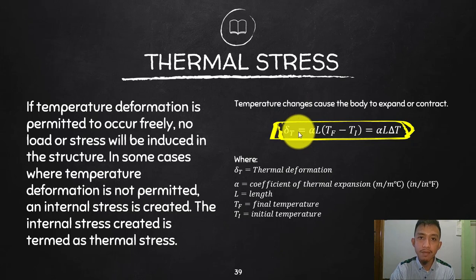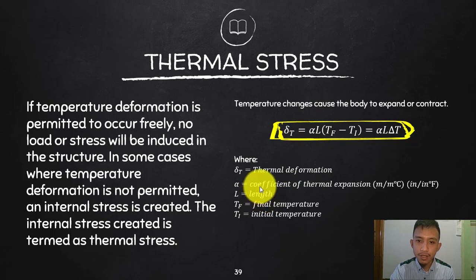Let's put δ_T to mean deformation due to temperature, and that is equivalent to α L (T_F − T_I). You can change this into ΔT. What is the meaning of ΔT? That is the change in temperature. You discuss some of this, or maybe this formula, in your physics. I'm sorry, this is alpha.